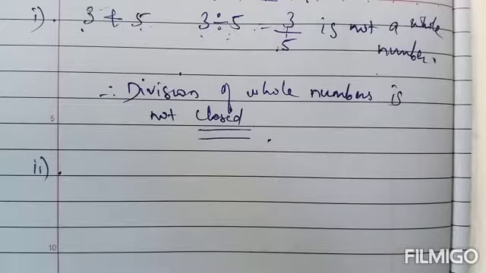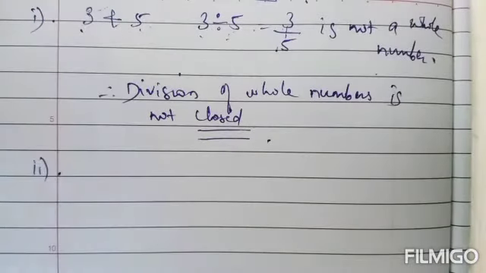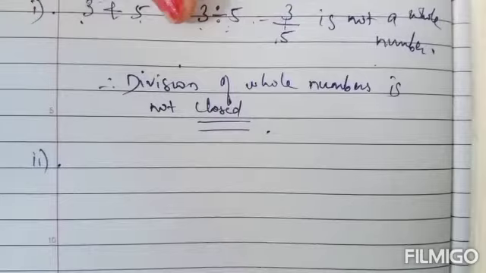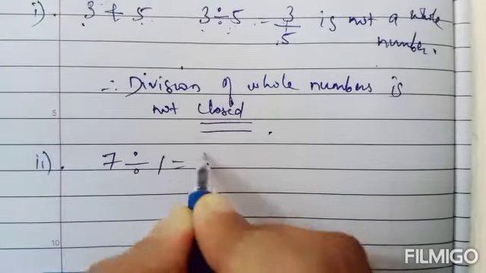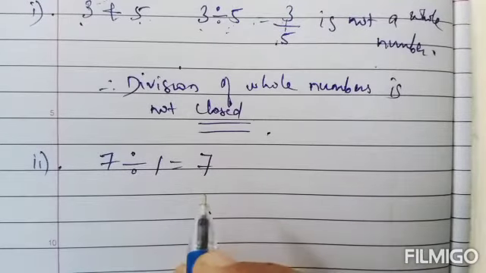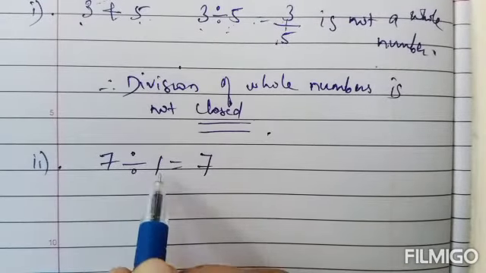In the second one, any whole number divided by 1 always gives the number itself. So take any whole number, let us take 7. 7 divided by 1 is 7. So we can say that any whole number divided by 1, we will get that number itself.